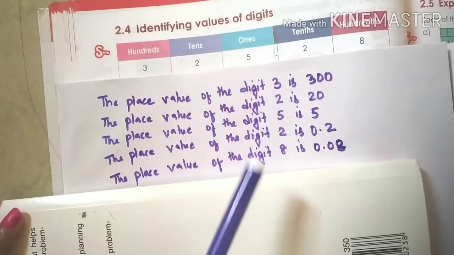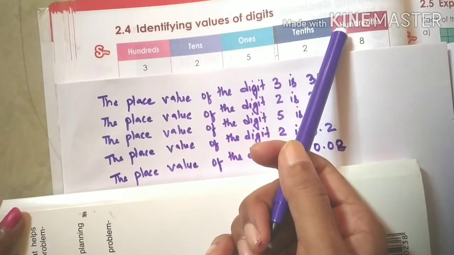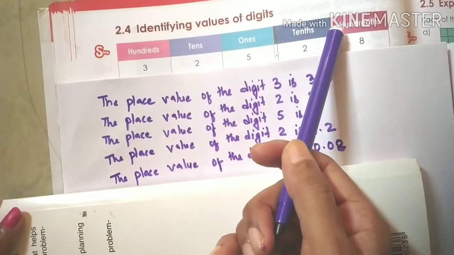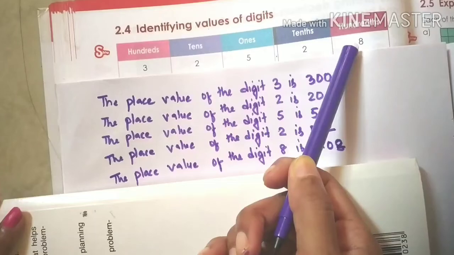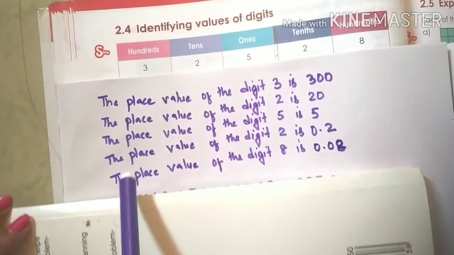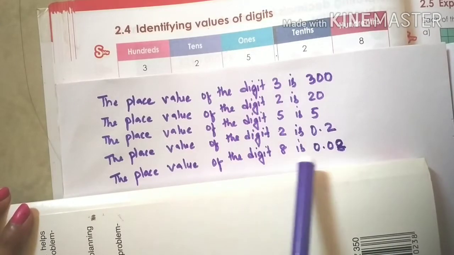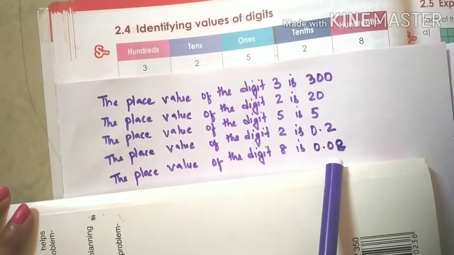Now students, what is the digit in the hundredths place? The digit in the hundredths place is 8. And what is the place value of the digit 8? The place value of the digit 8 is 0.08.